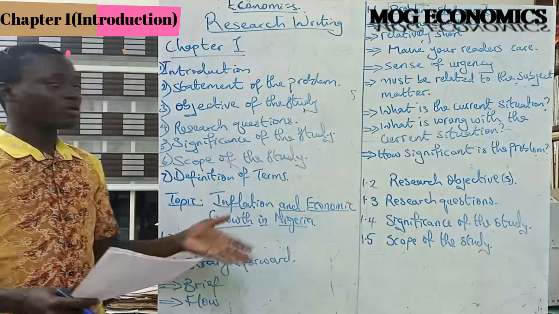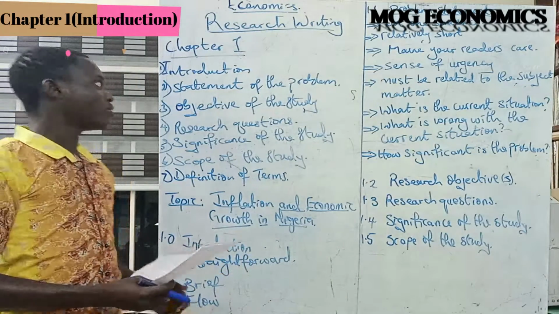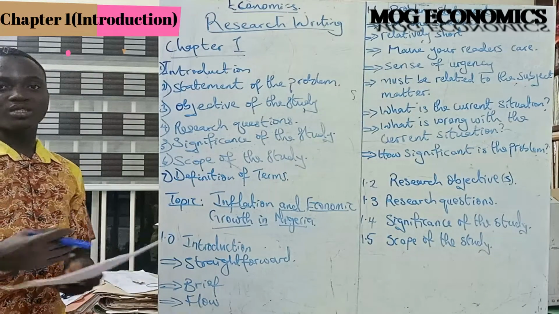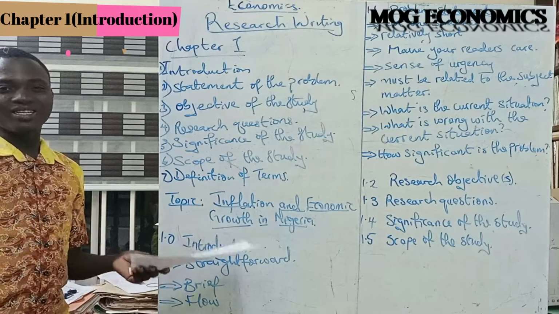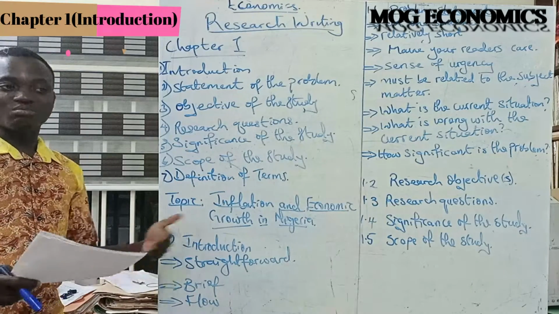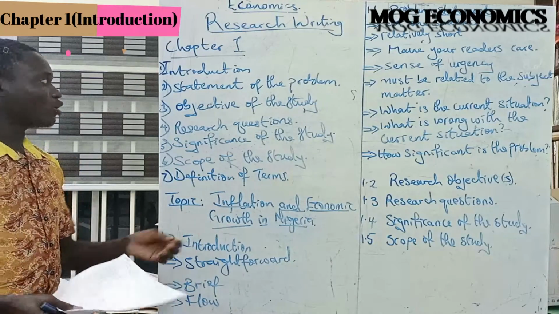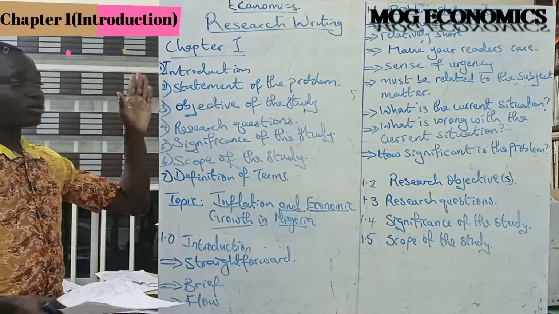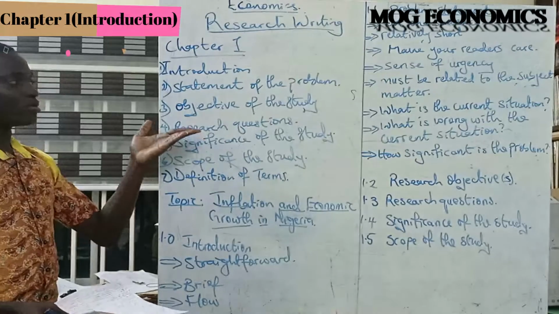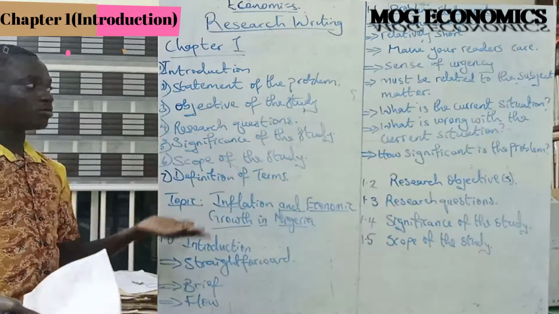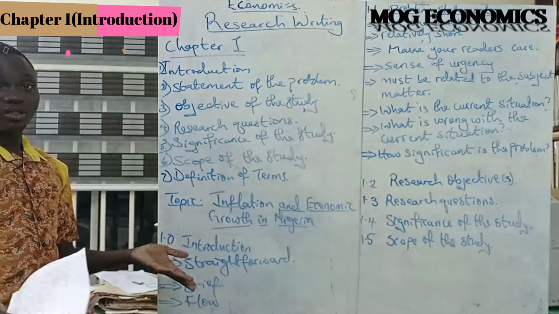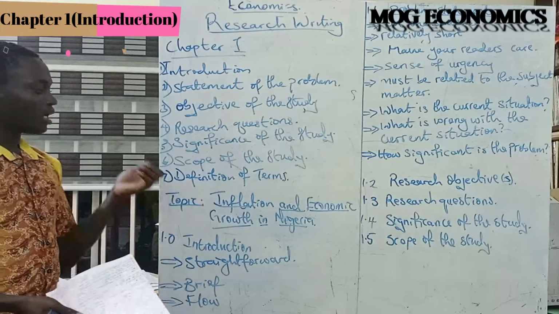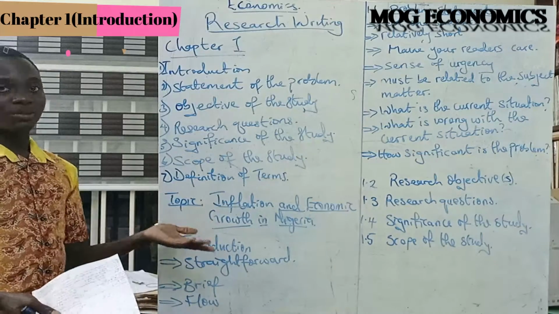So what does chapter 1 entail? First, chapter 1 is a section that introduces us to what your project is about, and kind of a little defense for the topic you've chosen. And what do I mean? Chapter 1 has the introduction, and the statement of the problem. It also includes objective of the study, which could be called aims of the study. And you have research questions, significance of the study, scope of the study, and definition of terms.